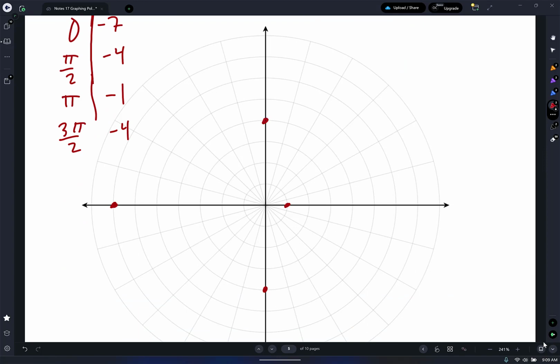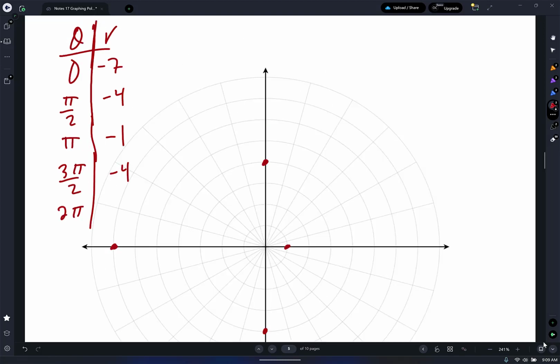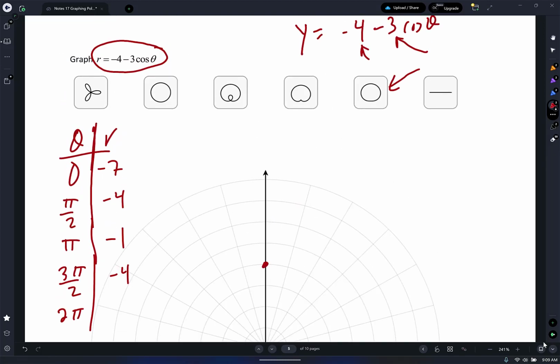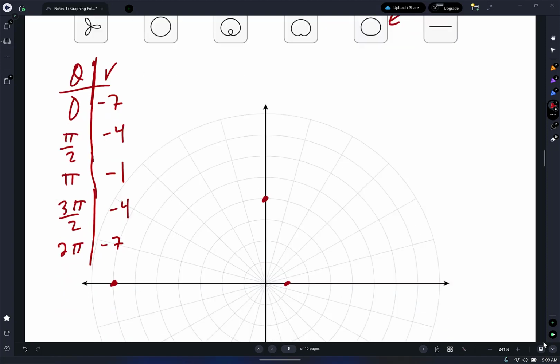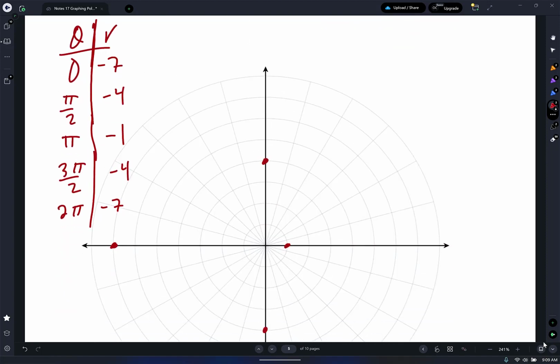Let's see, what else? 2 pi. At 2 pi, cosine's 1. 1 times -3 is -3. -4 minus 3 is -7. So 2 pi, -7. So 2 pi right here, -7. I'm back at that location. Here's how I look. Let's see, where do I start? 0, -7. I look like this.